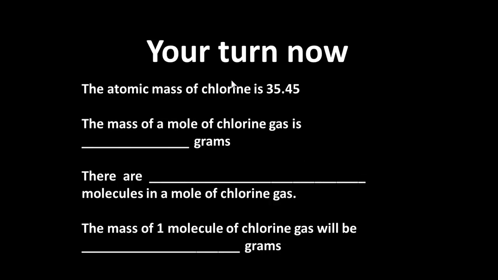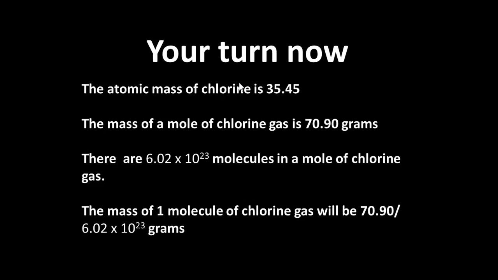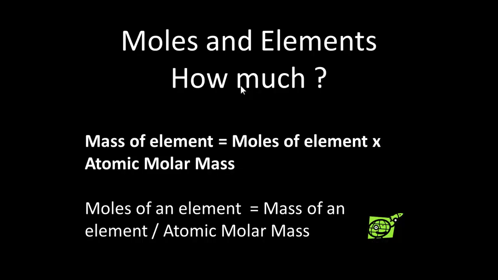You can do the same thing with chlorine. If you know the atomic mass of chlorine is 35.45, and chlorine gas, Cl2, contains 2 atoms of chlorine, we know that the mole of chlorine gas is 70.90 grams. We know there are 6.02 times 10 to the power of 23 molecules in that mole of chlorine gas. So divide 70.90 by 6.02 times 10 to the 23 grams, you have the mass of a molecule of chlorine. Right.